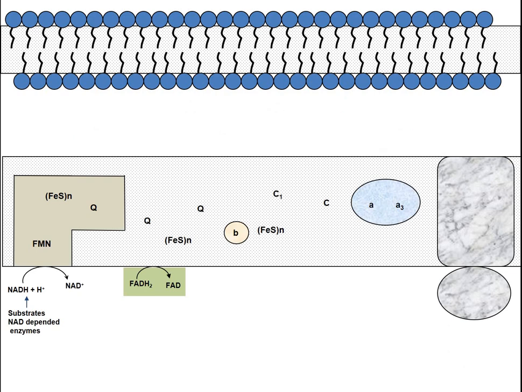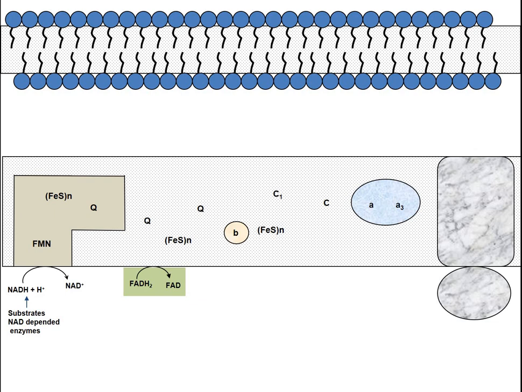The electron transport chain, or respiratory chain, is located inside the mitochondrial membrane. It includes 5 enzymes that are called respiratory complexes.